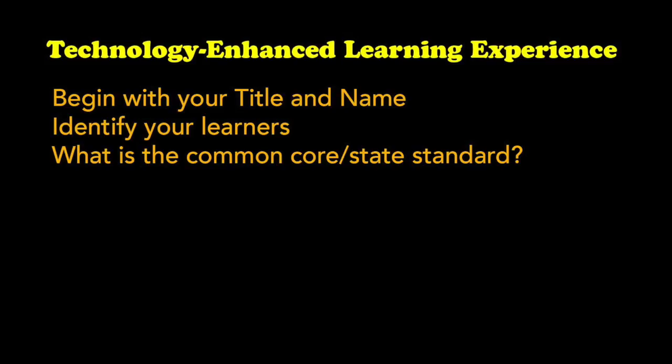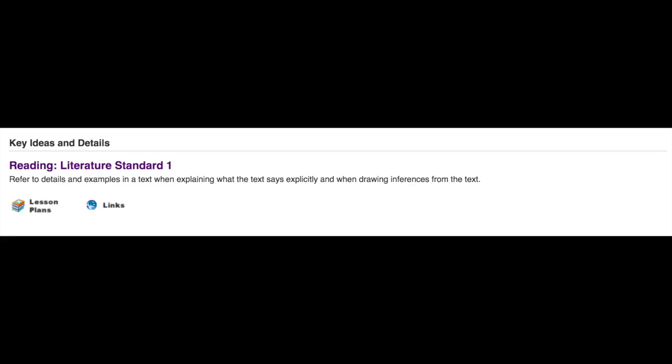The next section is about the standards. So in a technology-enhanced learning experience, the first thing you'll want to copy and put in there is that Common Core or state standard that you found on commoncore.org or uen.org. So in the example I used earlier, I would copy from uen.org reading, literature standard 1, refer to details and examples in a text when explaining what the text says explicitly and when drawing inferences from the text into my section on the standards.